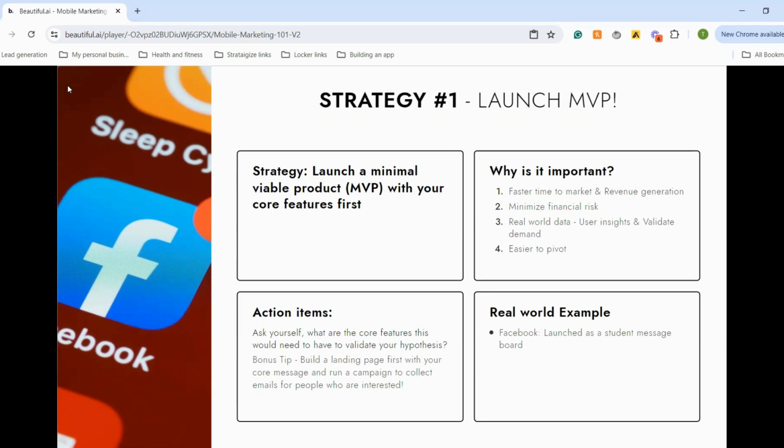And it's also much easier to pivot in this case. If you build out a product all the way to the nth degree, and you've spent $500,000 on that product, it's going to be much more difficult to steer it in a new direction from there. Some action items here. First, ask yourself, what are the core features of your app that you could validate? Like the most stripped down version of the app that you could build out and put in the market to see what the adoption is.